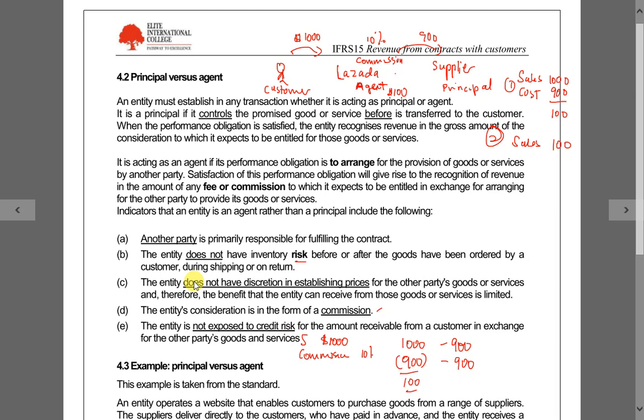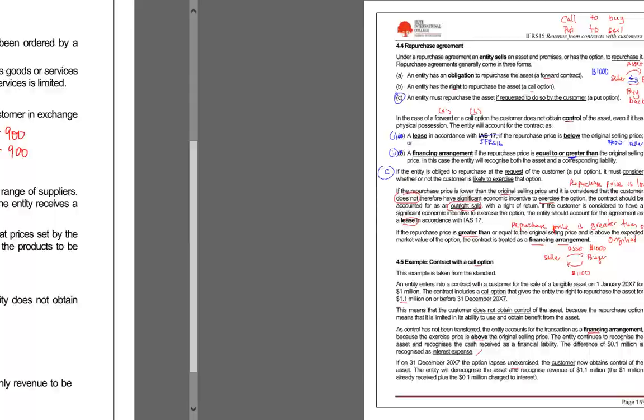But what if we recognize both? We minus 900, minus 900. Done. Minus revenue, minus cost. Okay.